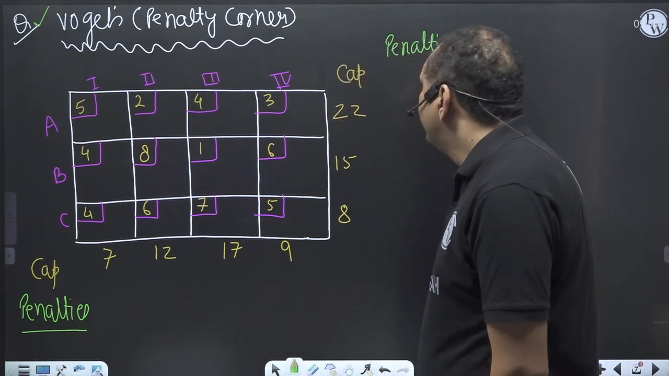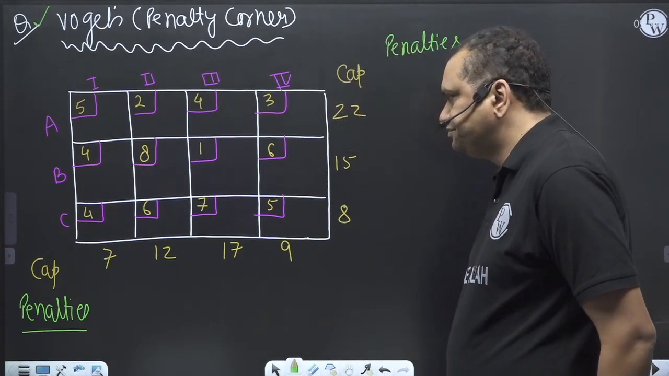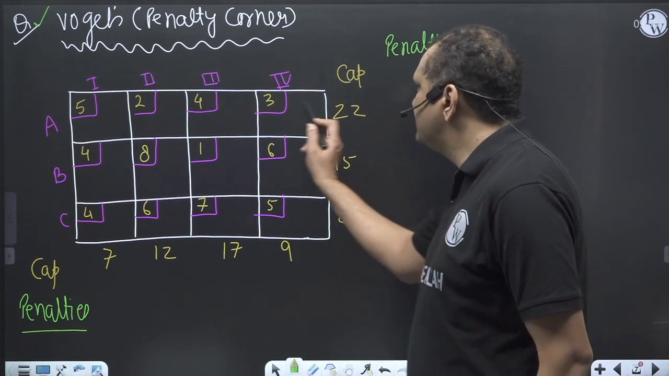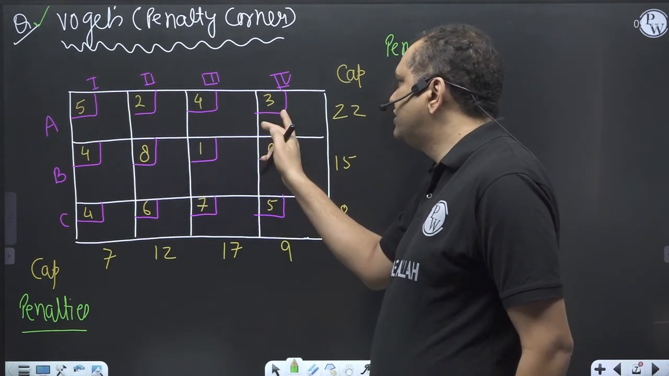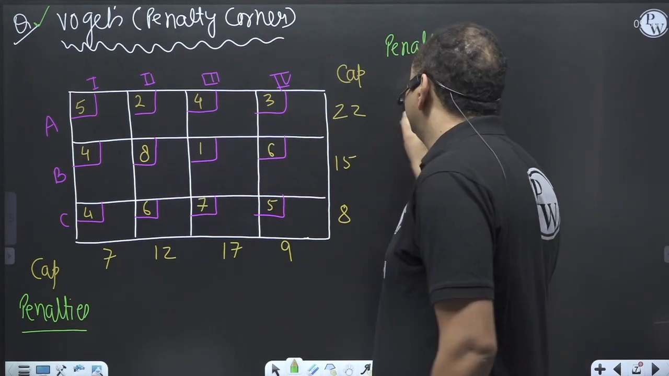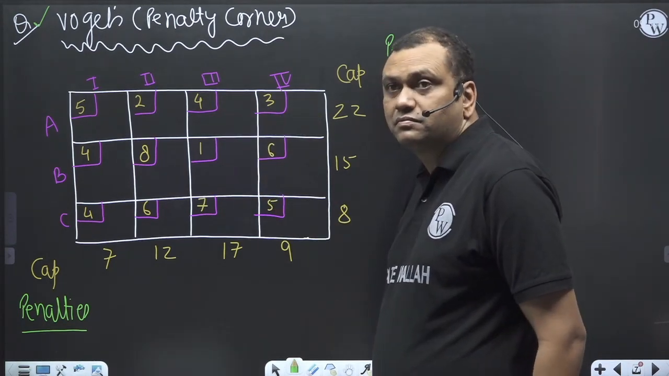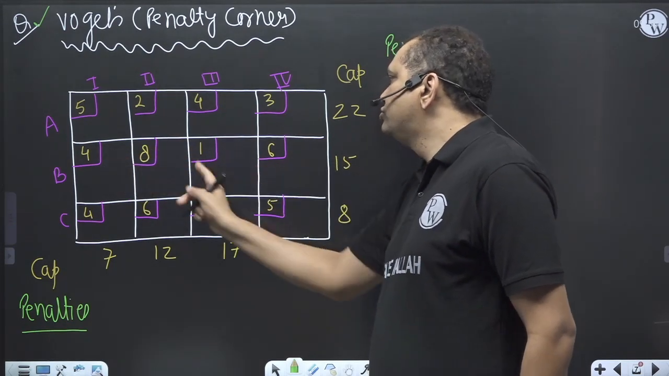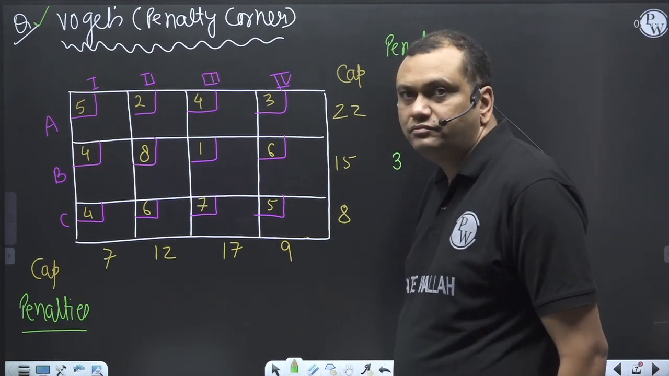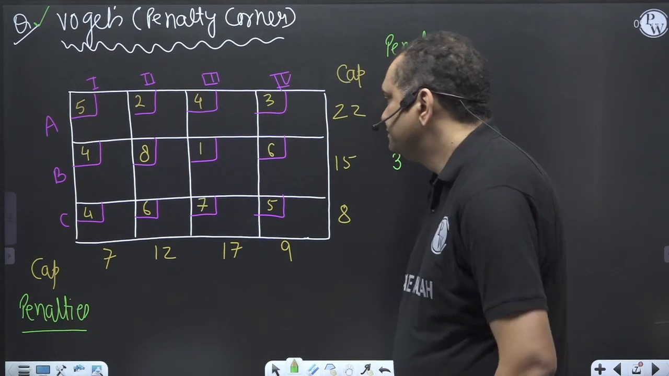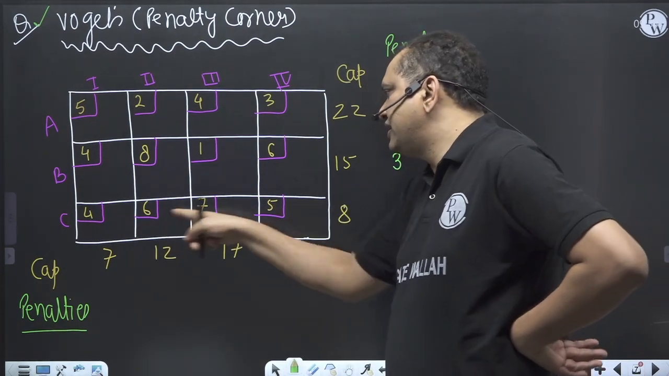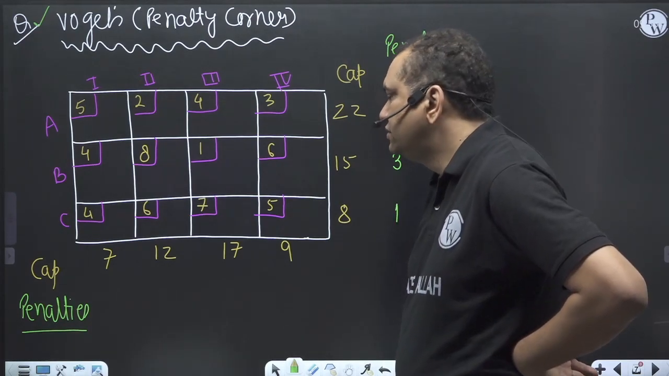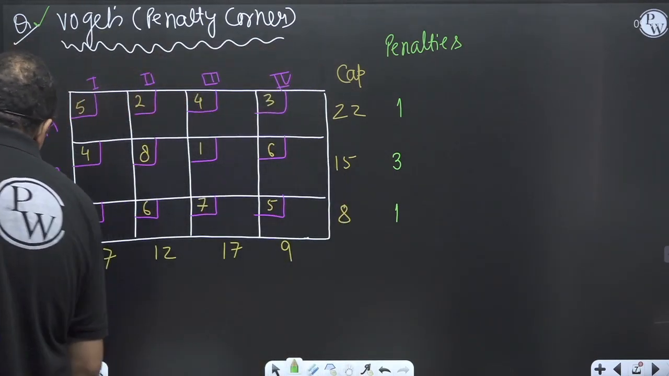Okay. So penalties are the difference in the two least transportation costs. So in this row, the least transportation costs are 2 and 3. Difference is 1. Row 2, minimum is 1, next higher is 4. So 4 minus 1, 3. That's how we calculate penalties. Row 3, minimum is 4, next higher is 5. So penalty is 1. Calculate the penalties for the columns also.